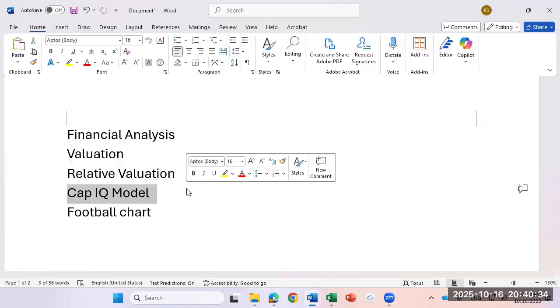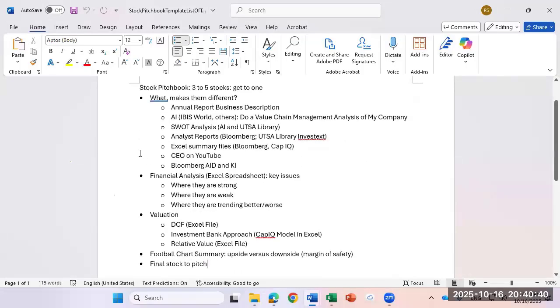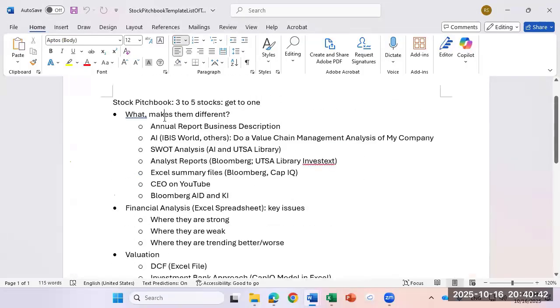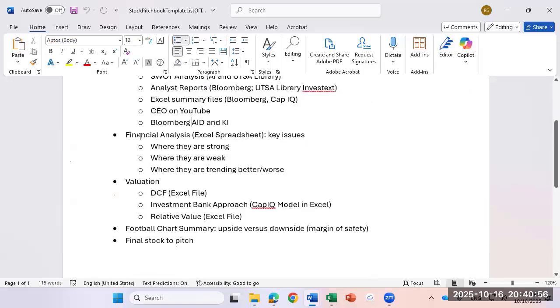All right, so where should you be in the class? You remember all of this? What is it about your firm that makes them different? You're doing the annual report. You're using ChatGPT, Porter's five forces, SWOT analysis. You remember all of this? The Bloomberg and Capital IQ. You're going to do the financial analysis and start getting on the valuation.